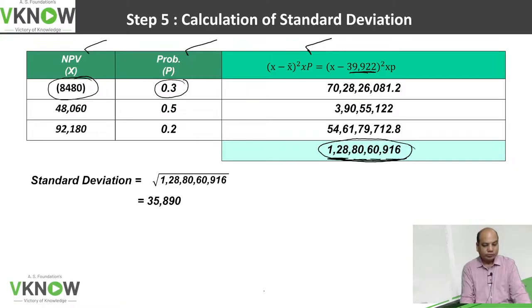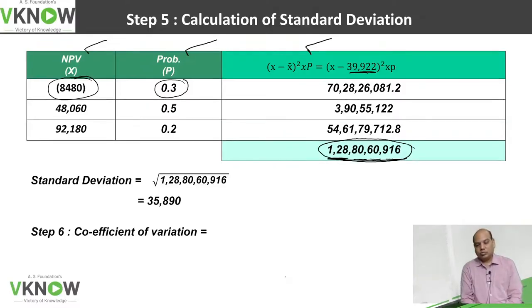Standard deviation. Now write down coefficient of variation. Coefficient of variation will be equal to, what is the formula for coefficient of variation? Yes, Divya. Coefficient of variation is standard deviation upon expected NPV.